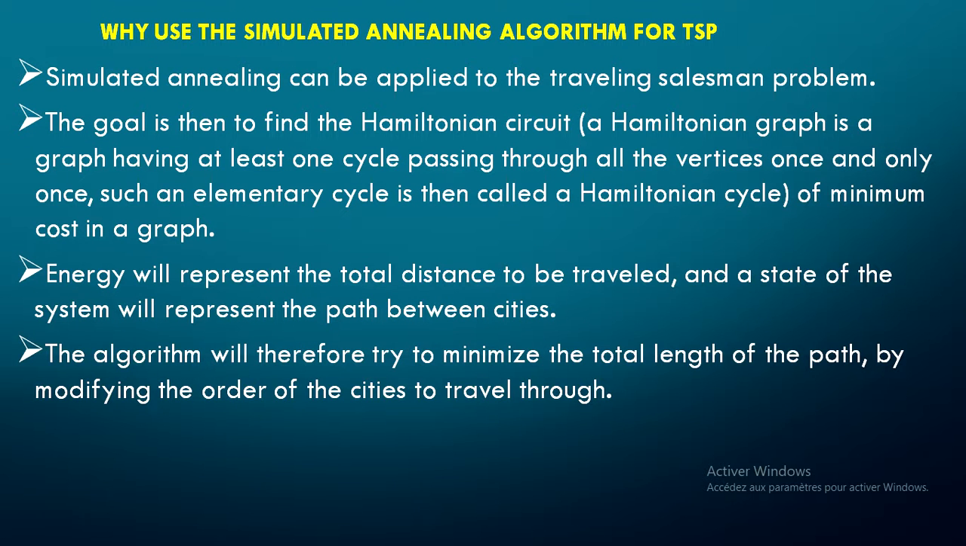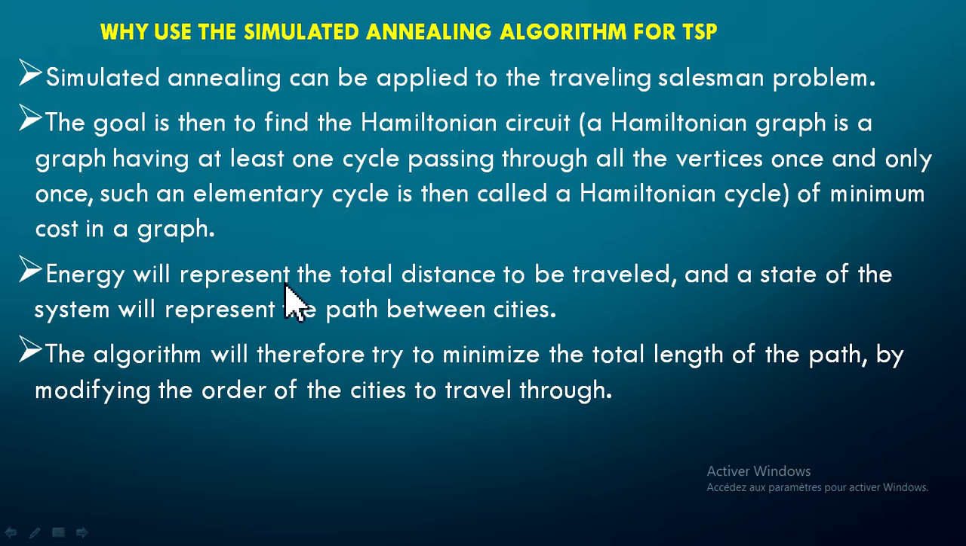So why use simulated annealing algorithms for TSP? Simulated annealing can be applied to the traveling salesman problem. The goal is then to find the Hamiltonian circuit. A Hamiltonian graph is a graph having at least one cycle passing through all the vertices once and only once. Such an elementary cycle is then called a Hamiltonian cycle of minimum cost in a graph.